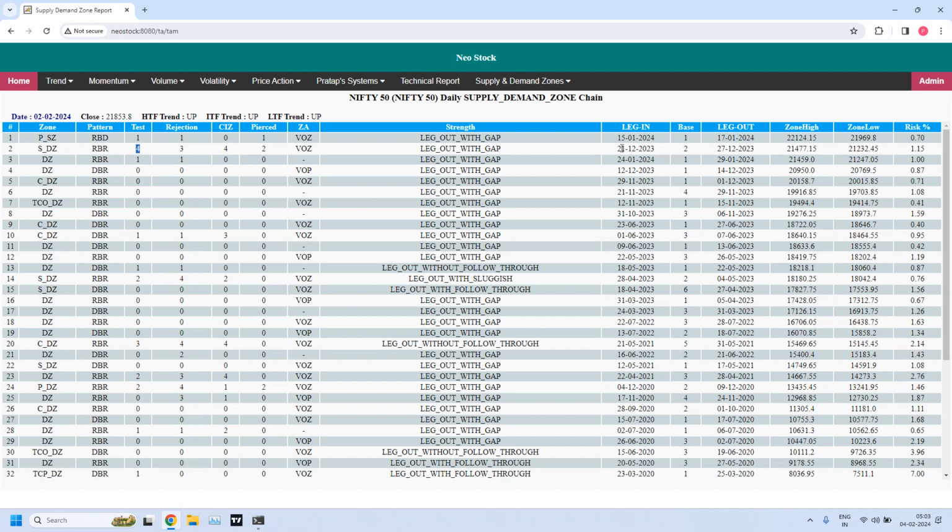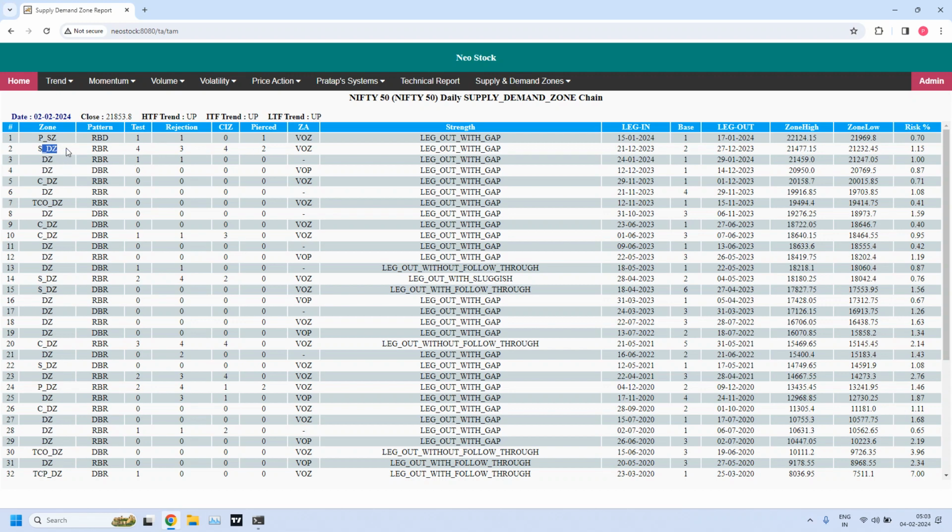When it was created on 27/12/2023, the leg out, on that day the zone was created. Previously it had 2 base candles and leg in on 21st December 2023. So almost 1 month back this zone was created at 21,477 level. That is zone high. And zone low is 21,232. So that means recently, every time prices entered into this zone, it held the prices.